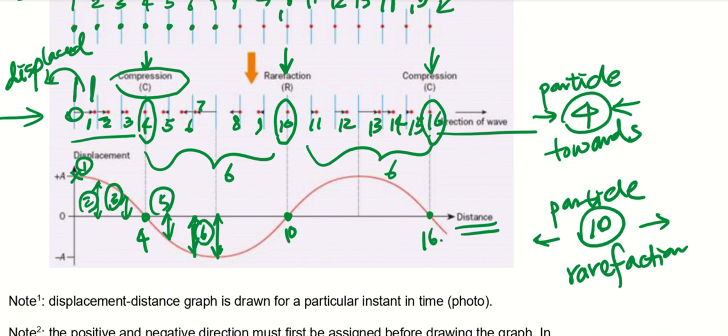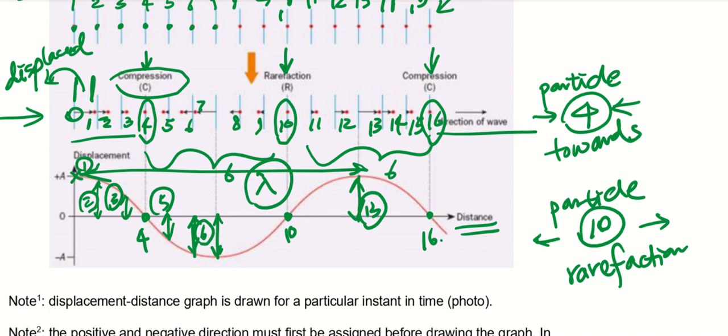So remember, for a DD graph in a transverse wave, crest to crest actually gives me the wavelength. And because particle 1 moved the most, and who else moved the most? Particle 13 as well, in a positive direction. So crest to crest in a DD graph will actually give me the wavelength. Okay, this will actually correspond to the distance between particle 4 and 16, right? Because they are both compression.